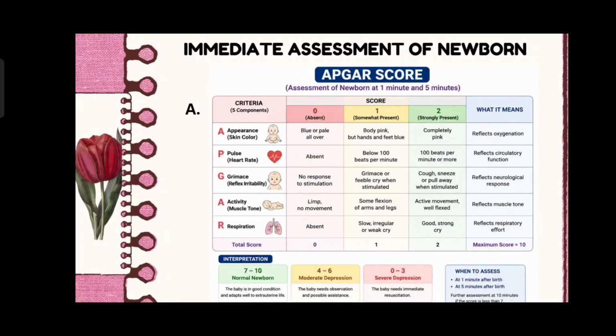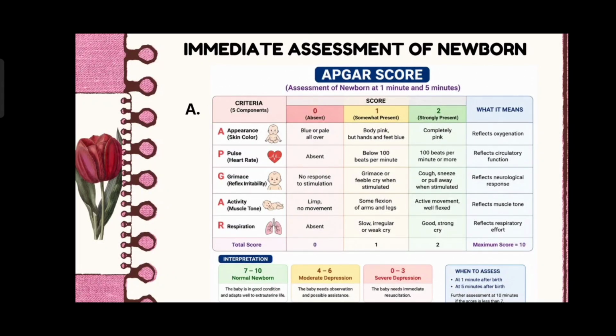Then P means pulse, that is heart rate. It reflects the circulatory function of the newborn baby. Then G means grimace, which shows the neurological response of the baby. And A means activity, which refers to the muscle tone of the baby. And the last one is R, that is respiration, which refers to the respiratory effort of the baby. So here they classify the score into 0, 1, 2. According to this score, we have to interpret the condition.